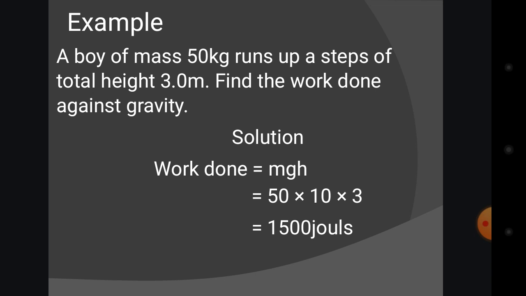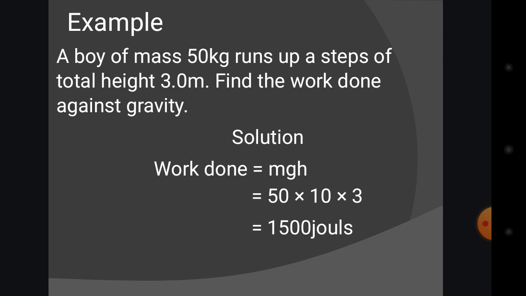If you look at our question, we don't have this g. If you don't know it, you will wonder where it came from. It is a constant value. I told you before, this g is acceleration due to gravity. It is not changing. It has a constant value, that is 10 meter per second squared. And then times the height, that is 3.